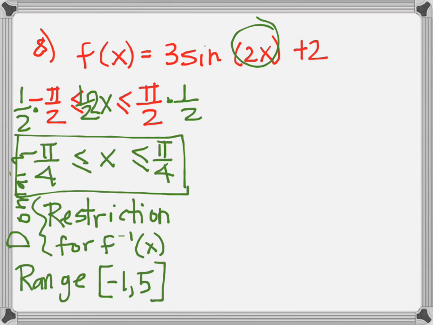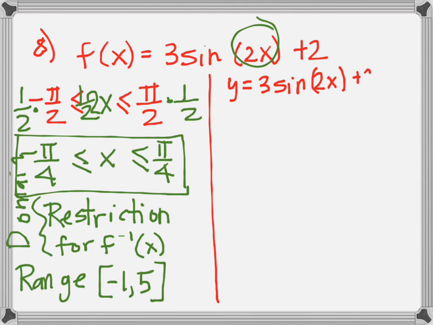Okay, I need to find this guy. I need to find its inverse. So these are the steps that I talked about right above here, finding the inverse. The first thing to do to find the inverse is to rewrite f of x as y. So this is y equals 3 sine 2x plus 2. Okay, so that's the first step.